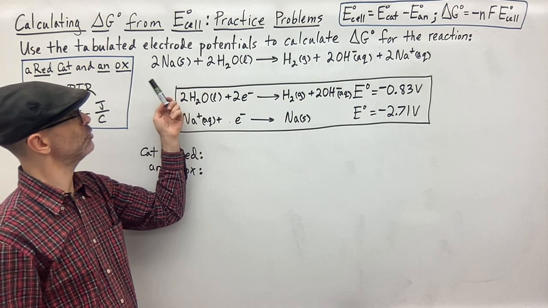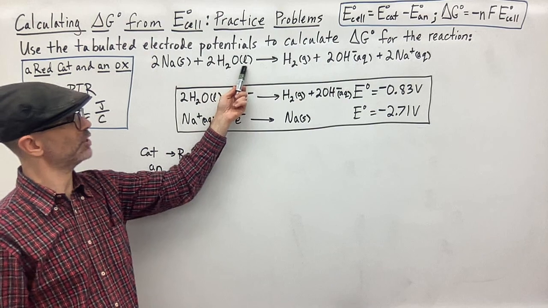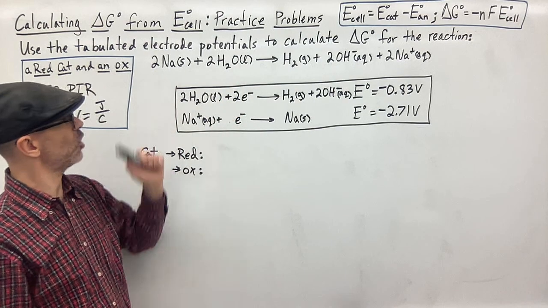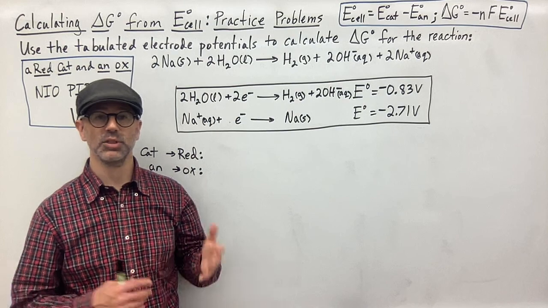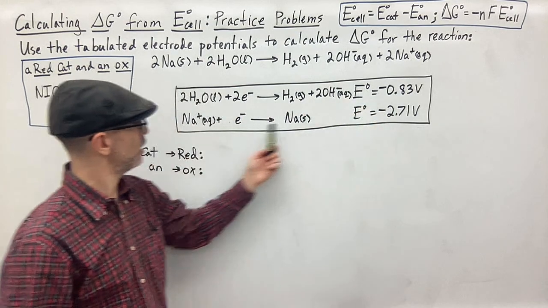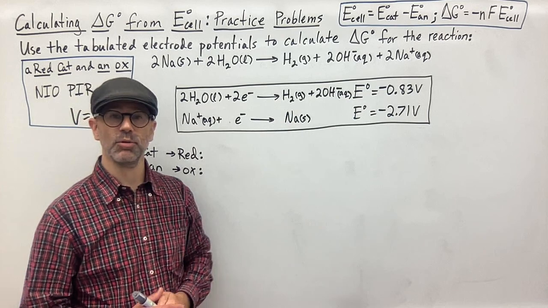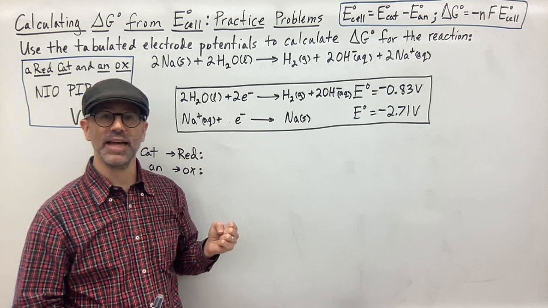And we want to calculate the delta G of this reaction, the standard free energy of this reaction. And so what we need to do first is figure out what's being oxidized, what's being reduced. Here I have a table of the different half reactions that we're going to be looking at for this equation. I pulled these out of the actual table.